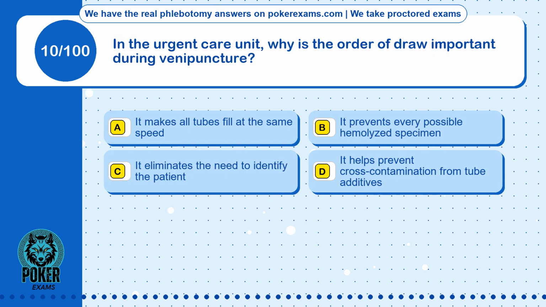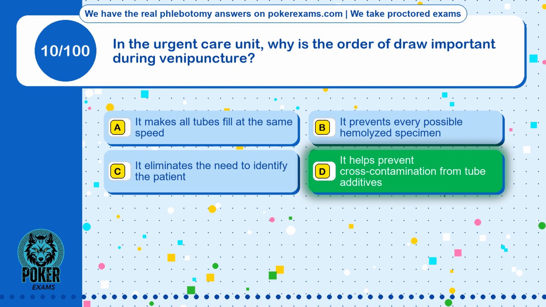Question 10. In the urgent care unit, why is the order of draw important during venipuncture? Option A. It makes all tubes fill at the same speed. Option B. It prevents every possible hemolyzed specimen. Option C. It eliminates the need to identify the patient. Option D. It helps prevent cross-contamination from tube additives.